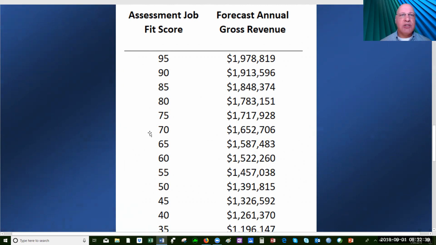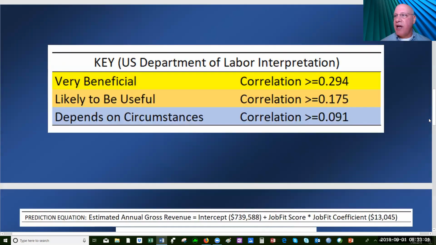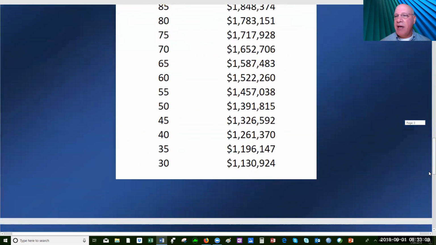The average score for this group of 45 salespeople is an assessment score of 70%. So the average annual gross revenue is around 1.6 million. And you can see as fit score goes up, so too does estimated gross revenue annually. And as fit score goes down, there's a linear relationship, so too does estimated revenue.